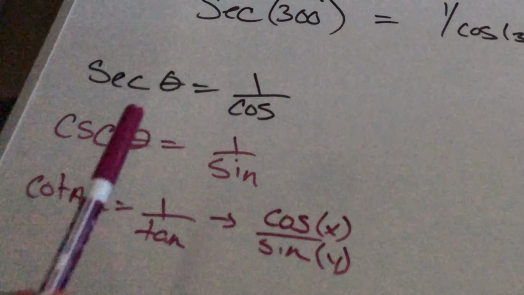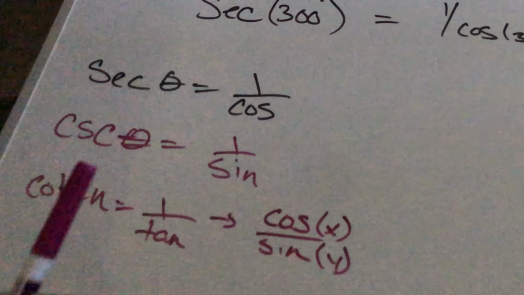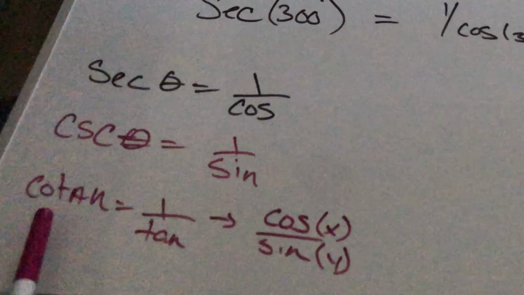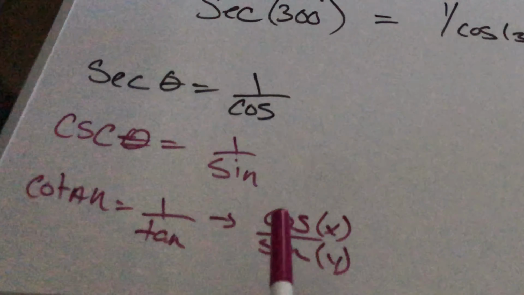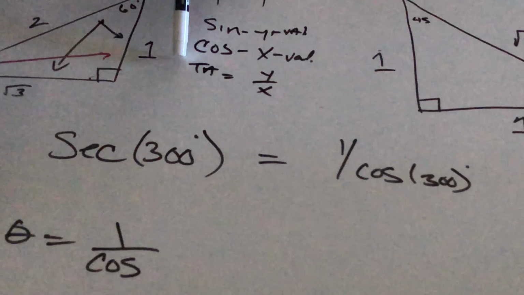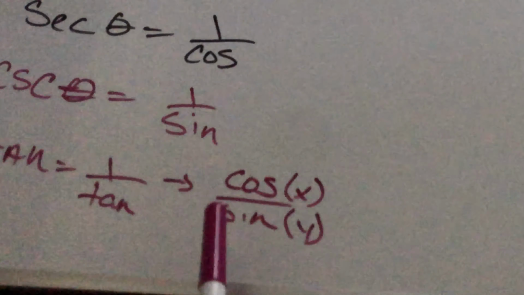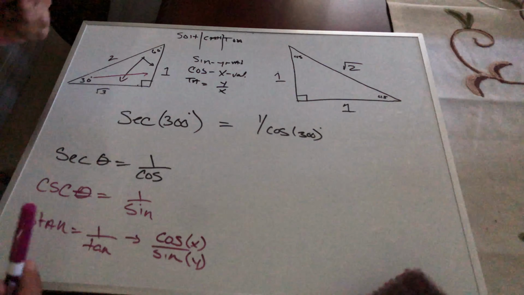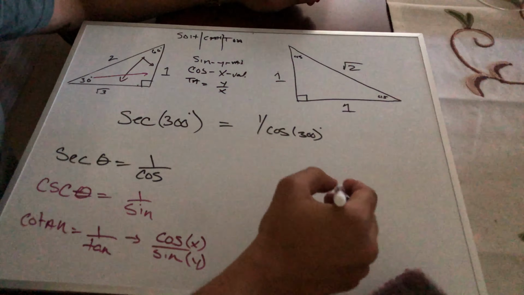All right? And then cosecant is the opposite of sine, so it's 1 over sine. And then cotangent here is 1 over tangent, all right? But just so you guys know, it's also going to represent cosine over sine, because in the original, tangent equals y over x. Now here it's just going to be an x over y when you solve your value, right? But in this case, we're just going to go ahead and try to solve for secant of 300 degrees.